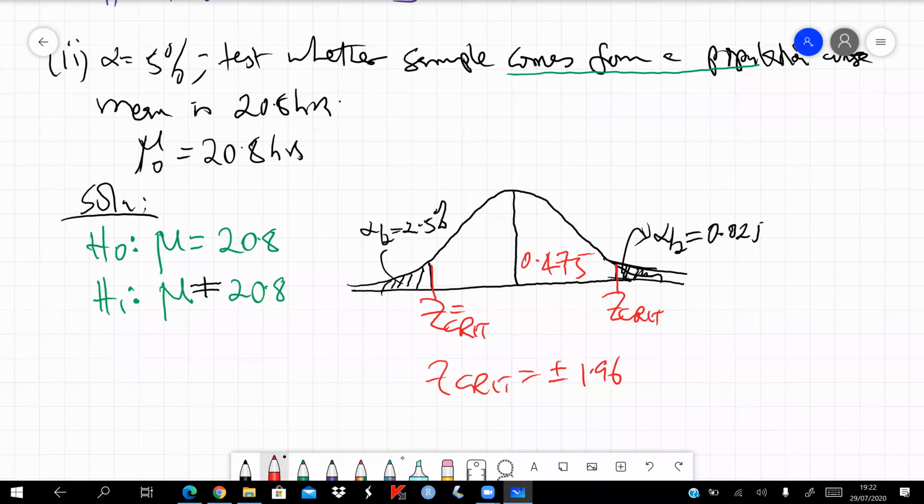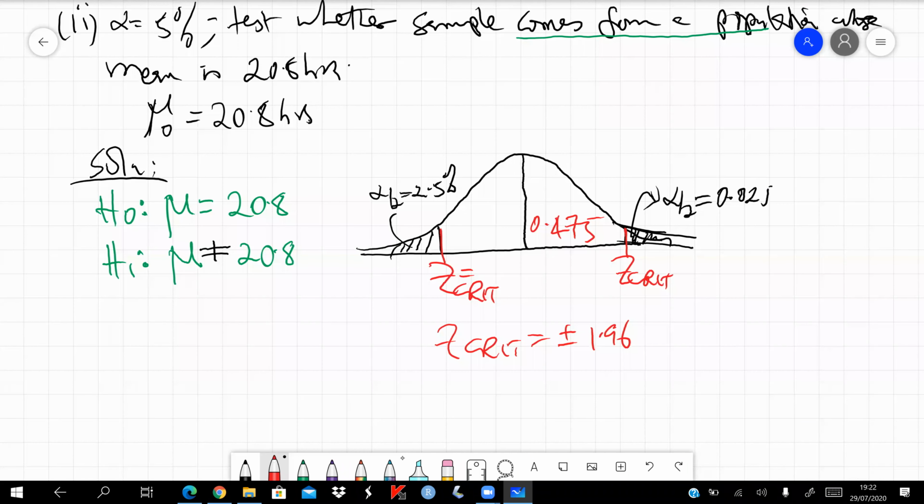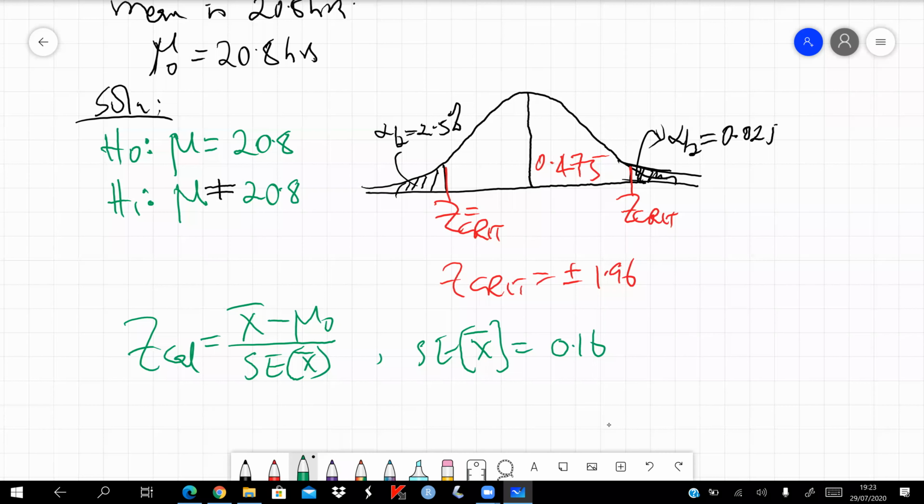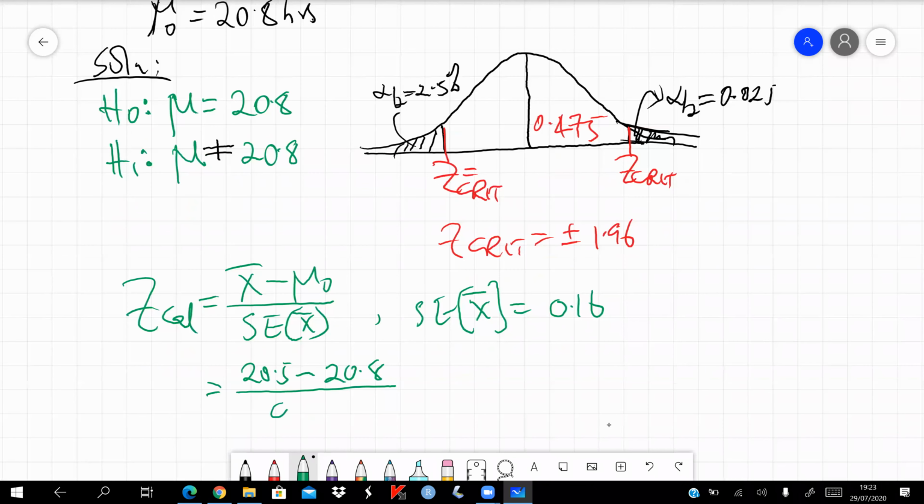Okay, so once you set up the critical region, the next thing is to obtain your Z calculated. It's always given by X bar minus mu naught over the standard error of X bar. In this case, the standard error of X bar has not changed. It's similar to the one we saw above, the same sample. So no change there. Then X bar, we're given X bar is 20.5. And here we have 0.16.